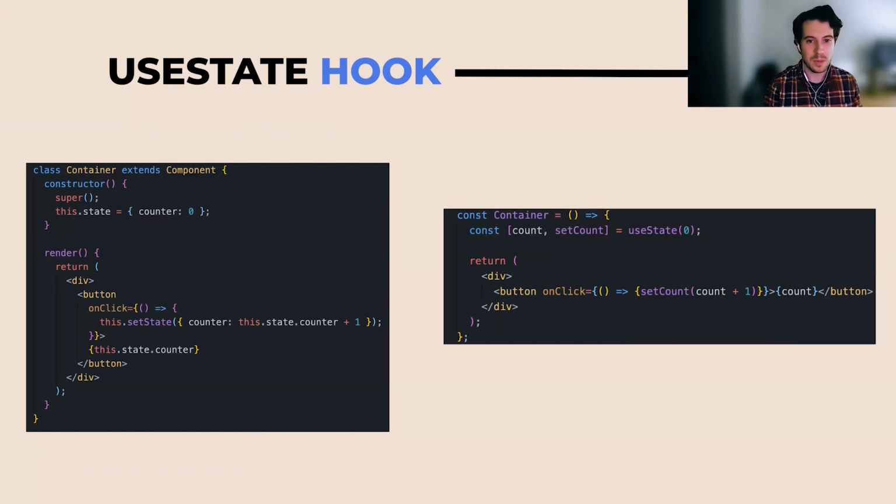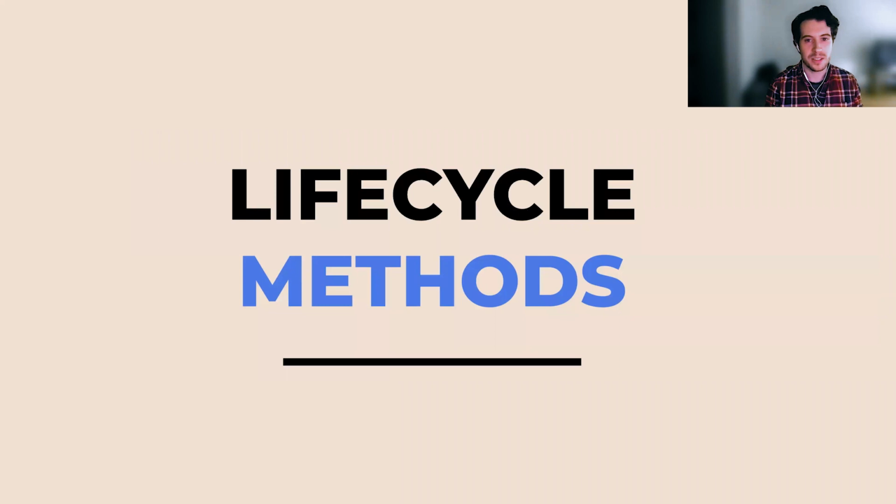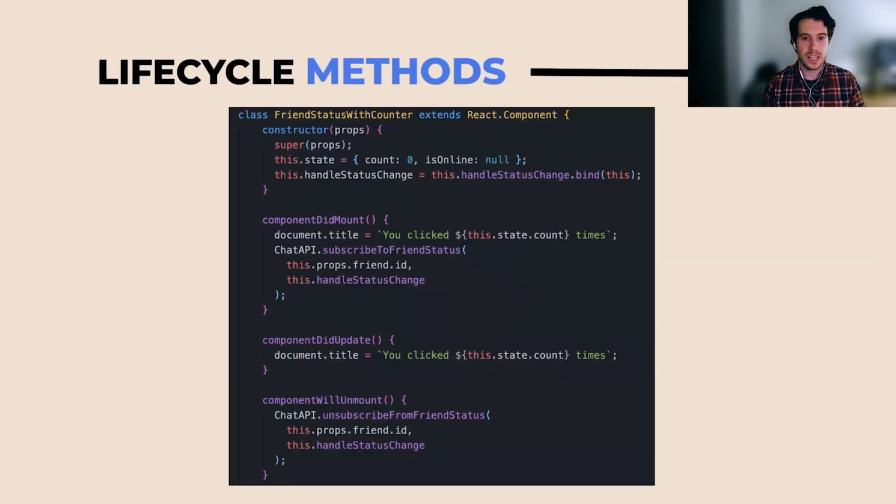So let's move on to problem number 2, lifecycle methods. Here we have a class component with the componentDidMount, componentDidUpdate, and componentWillUnmount methods. Just a quick refresher: componentDidMount will fire when the component mounts, componentDidUpdate will fire after every subsequent re-render, and componentWillUnmount will fire when the component unmounts. Pretty self-explanatory stuff. So what's the issue here?